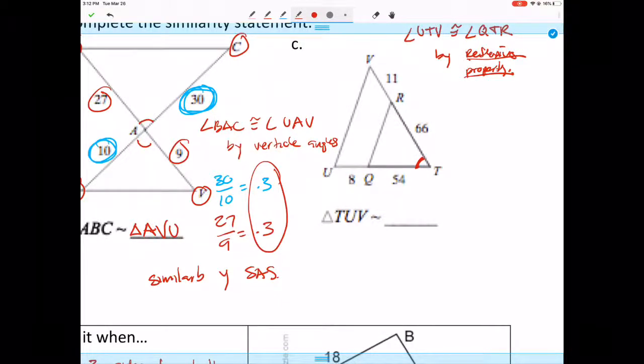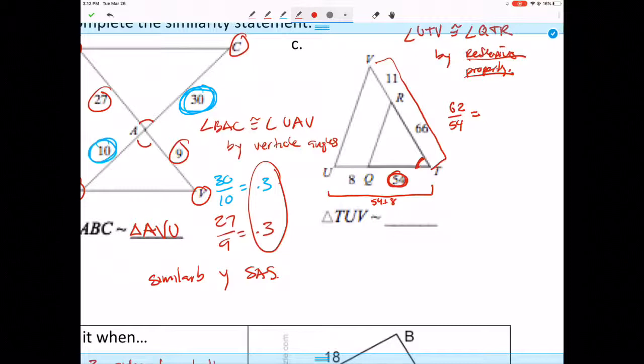Okay, so for example, the side of the small triangle is 54, and then the side of the whole triangle would be 54 plus 8. So you could do the big triangle divided by the small triangle. So you could do 54 plus 8, that gives us 62 divided by 54. And that should be equal to the length of the big side of the triangle, which would be 77, 77 divided by 66.